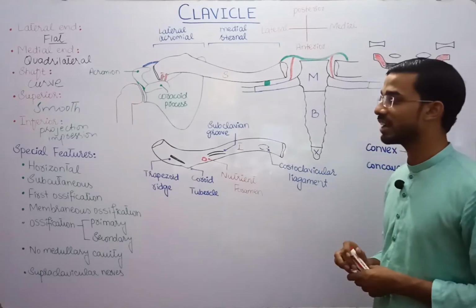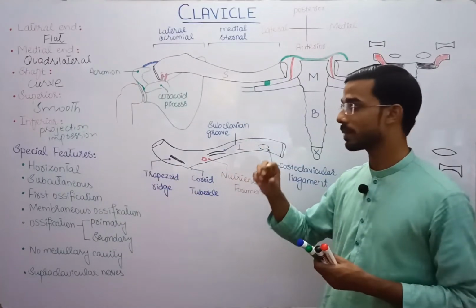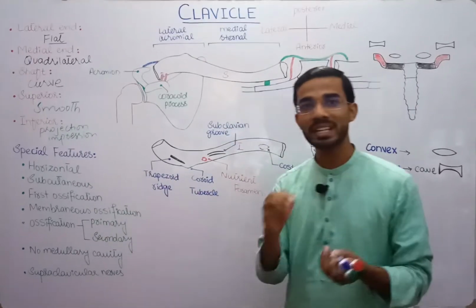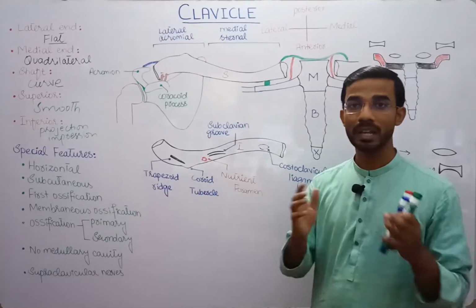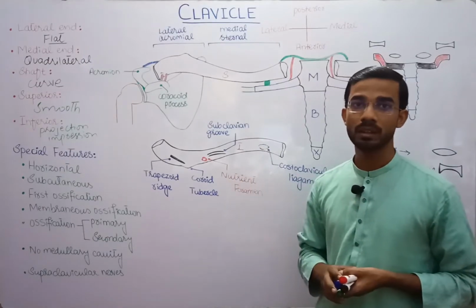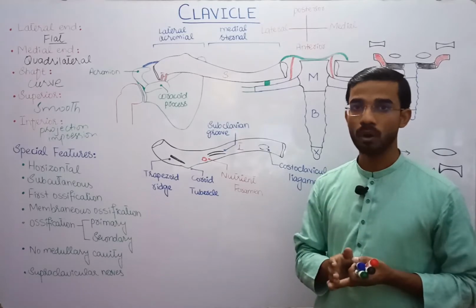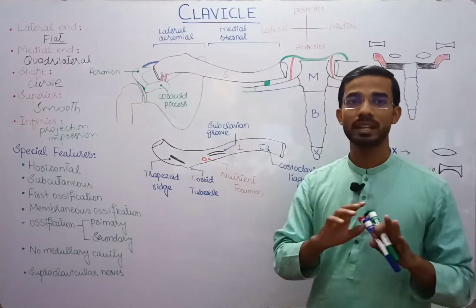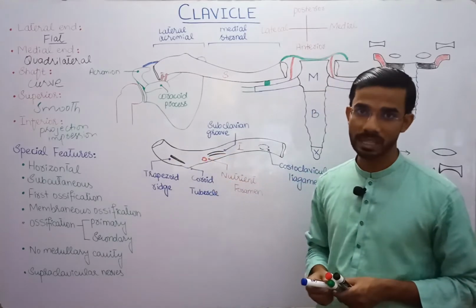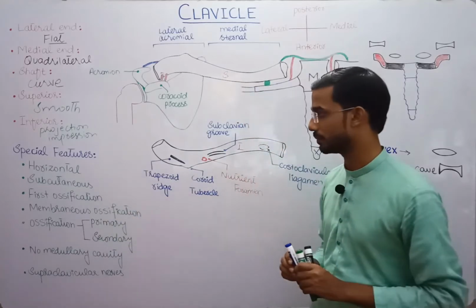Special features of the clavicle bone: it is horizontal. It is present in the horizontal plane. It is subcutaneous, so you can easily palpate the clavicle. While other bones are surrounded by thick layers of muscles, in the clavicle there is no thick muscle and it is close to the skin. So it is subcutaneous and you can easily palpate the clavicle.